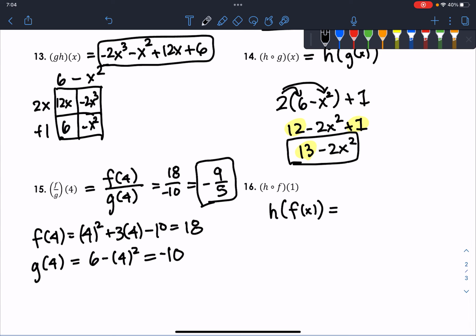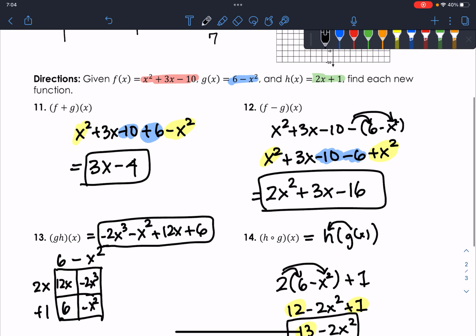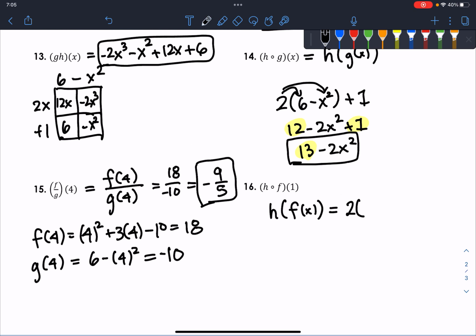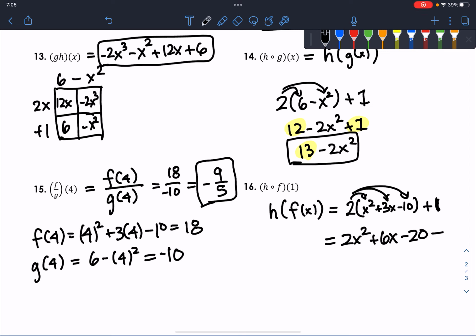So that requires us to get h, which is 2 times x, again. So let me go up here. We're going to get to this function and plug it into that x. So it's 2 times x plus 1. And we're going to replace the x again with x squared plus 3x minus 10. So 2 times x squared plus 3x minus 10, and then plus 1. Let's distribute. So this is 2x squared plus 6x minus 20, and then plus 1. Well, these two are like terms, and they simplify to negative 19. So let's just write negative 19 there.